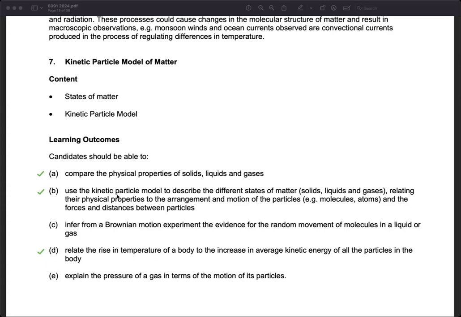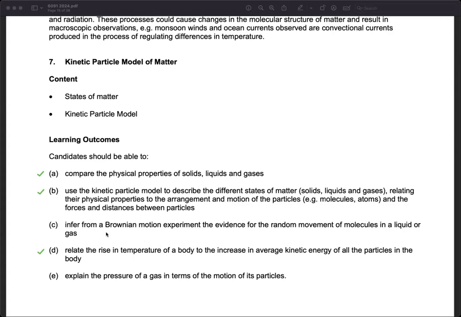We are using the particle model to explain how the energy itself determines the temperature. So when the kinetic energy is high, they are moving faster and faster. They have a greater kinetic energy, and therefore the temperature rises.